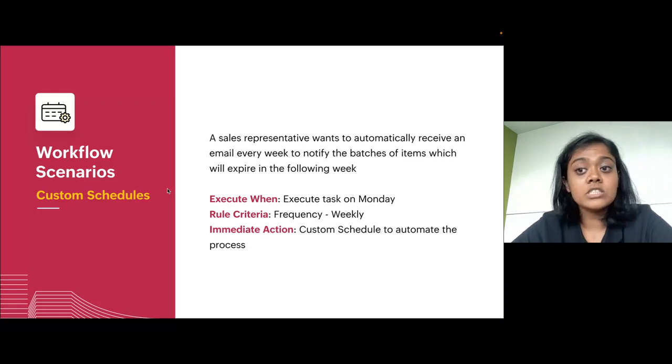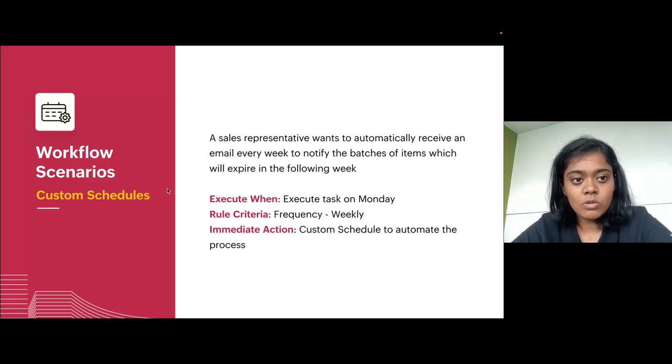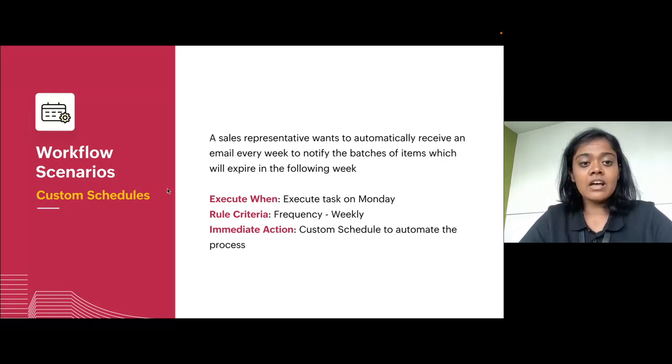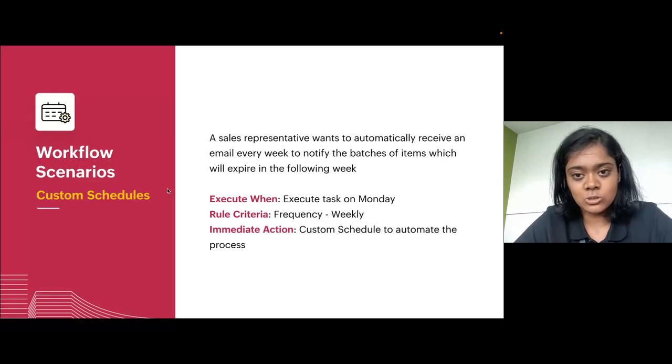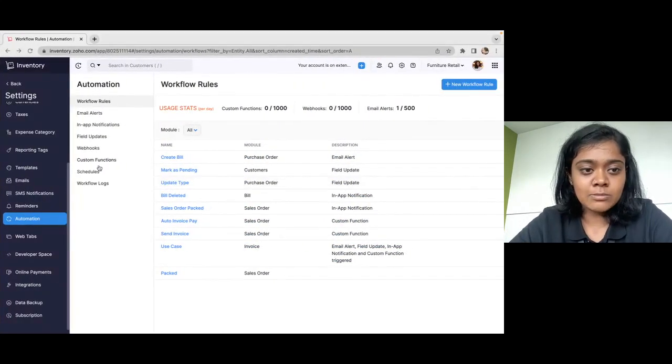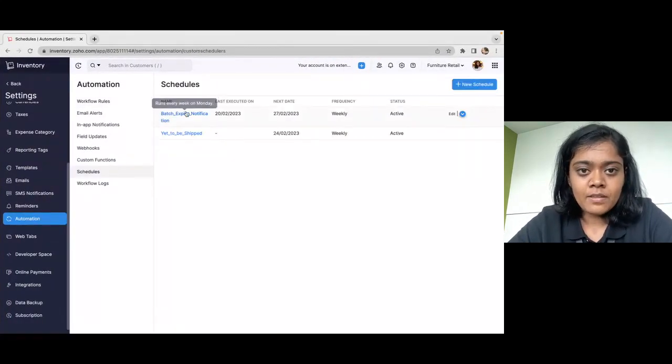Let's say my sales rep wants to automatically receive an email with all the details of the items which have an expiry date, meaning our tracked items in Zoho Inventory, and he wants to know which ones will expire in the following week. For this, we'll be heading to the custom schedules column.